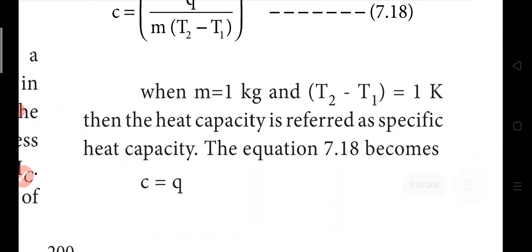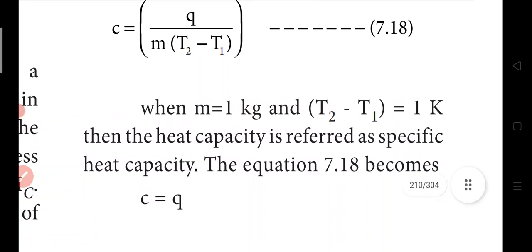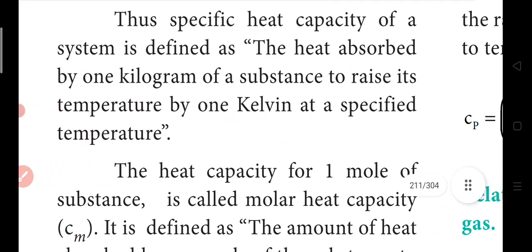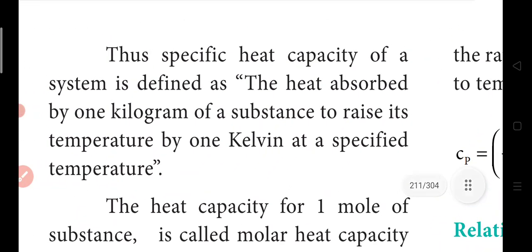Now if M is equal to 1 and T2 minus T1 is 1 K, we will get the value as C is equal to Q. If you substitute the M value as 1 and the change in temperature as 1, you will get the answer as C is equal to Q. Thus, the specific heat capacity of a system is defined as the heat absorbed by 1 kilogram of a substance to raise the temperature by 1 Kelvin at a specified temperature.